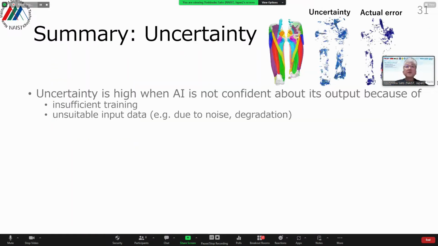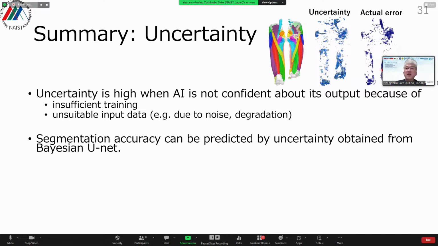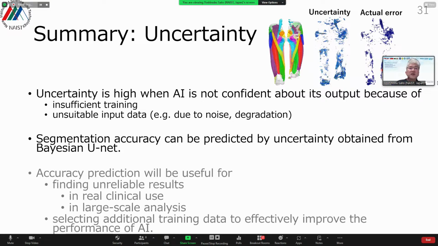So, in summary, uncertainty is high when AI is not confident about its output because of insufficient training and unsuitable input data. Segmentation accuracy can be predicted by uncertainty obtained from the Bayesian unit. Accuracy prediction will be useful for finding reliable results in clinical use and large-scale analysis, and for selecting additional training data to effectively improve the performance of AI.